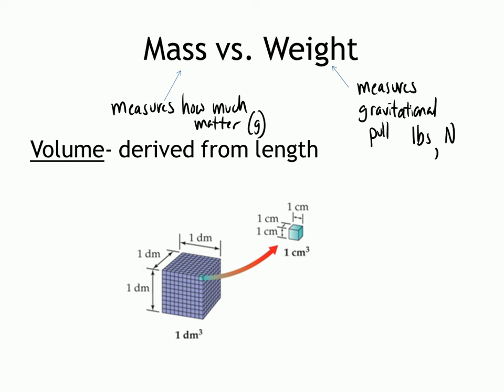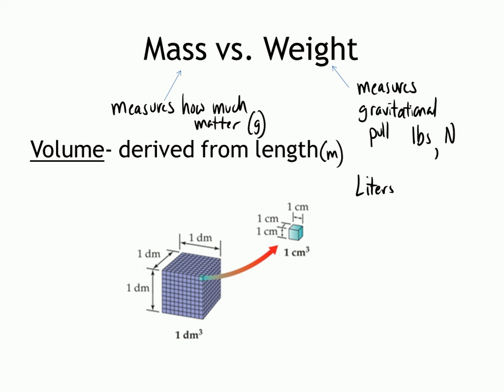All right, and I said I would get back to volume. Why wasn't there volume in the list of SI units? The reason is because volume is actually derived from one of the basic units. It is derived from length, which we measure in the meter. But volume is generally measured in liters.